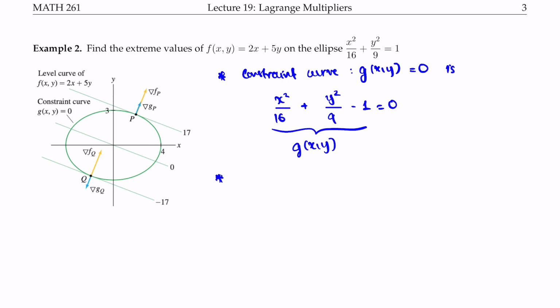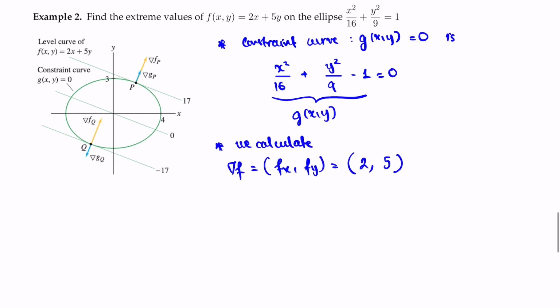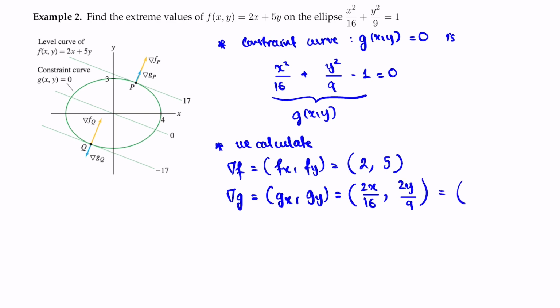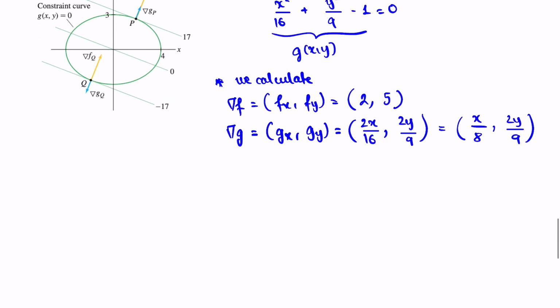Then we calculate. The gradient of f consists of f sub x comma f sub y, and that is equal to 2 comma 5. For the gradient of g, you have g sub x comma g sub y, and you get 2x over 16 for g sub x and 2y over 9 for g sub y, or x over 8 comma 2y over 9.